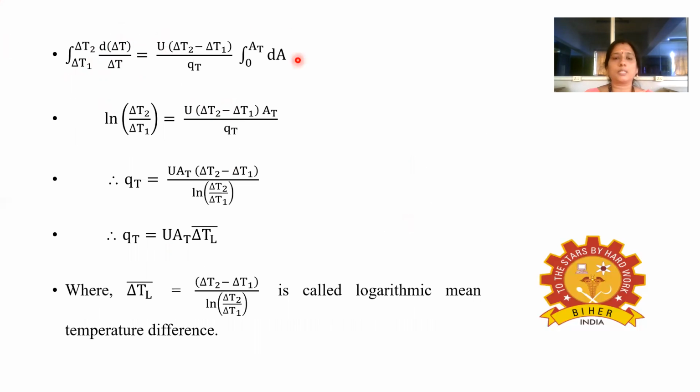Integrating the area from 0 to AT, the heat transfer area, and integrating d delta t by delta t gives ln delta t. After substituting the upper and lower limits, we get ln of delta t2 by delta t1, which is equal to U into delta t2 minus delta t1 into AT by qt.